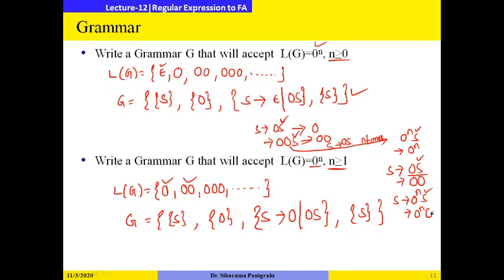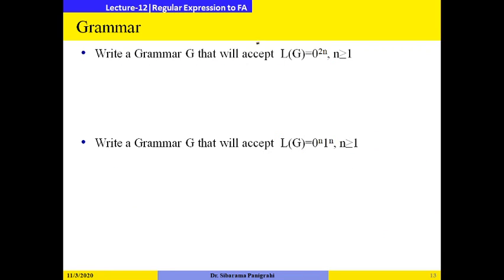0 to the power n, so that you will get 0 to the power n plus 1. Now let me go through another example. Write a grammar G that will accept L of G equal to 0 to the power 2n. So this is pretty simple, similar to this one. So 0 to the power 2n, n greater than or equal to 1.